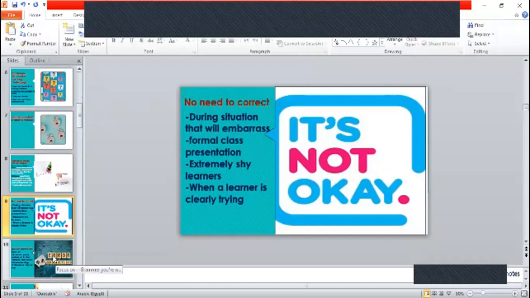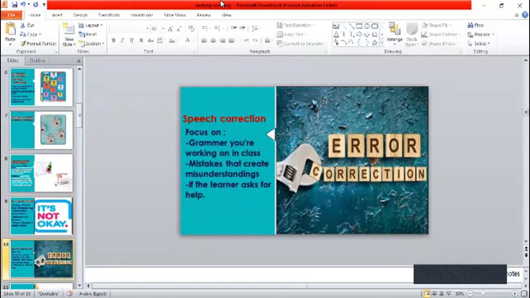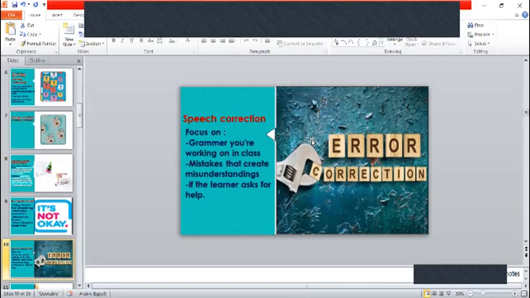Okay, but still we have certain situations where I have to correct, or I focus my correction on them. Number one, the grammar I am working on. For example, today I am working on the past simple, used to, present continuous, possessive pronoun, or whatever the structure of the grammar that I want to focus on. So try to focus on only this structure, okay? So for example, if I'm teaching past simple, don't make other mistakes. Just focus on the past simple, okay?